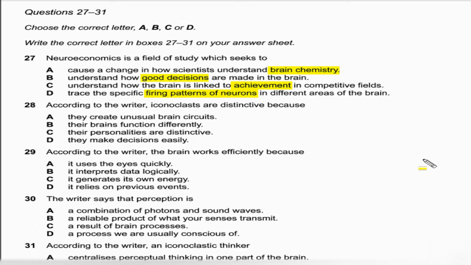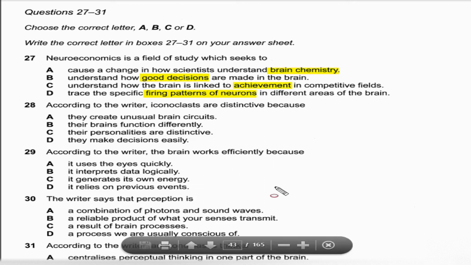Secrets to success. Well, I know a synonym for success is achievement. So my answer will be answer C. Understand how the brain is linked to achievement in competitive fields. That's the same thing as studying the brain's secret to success.